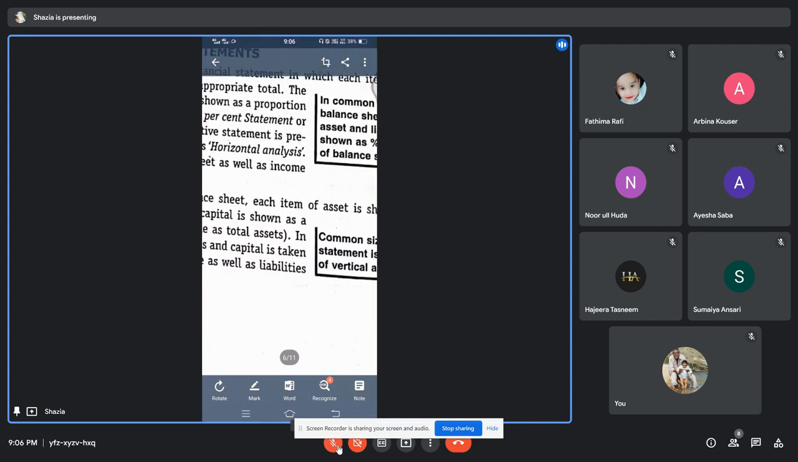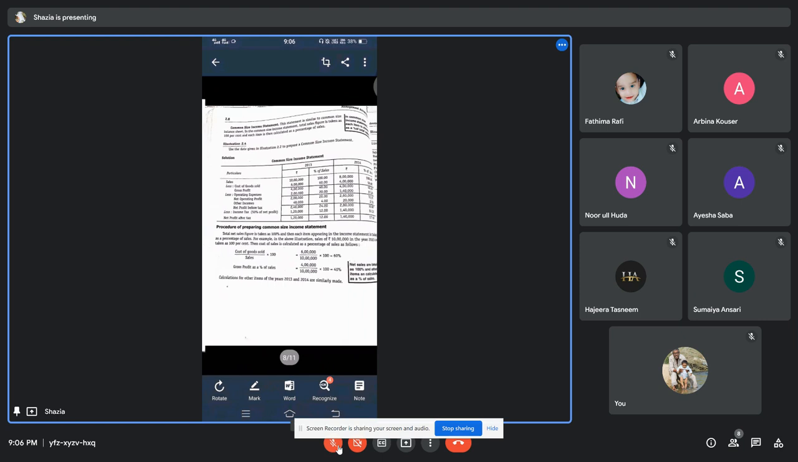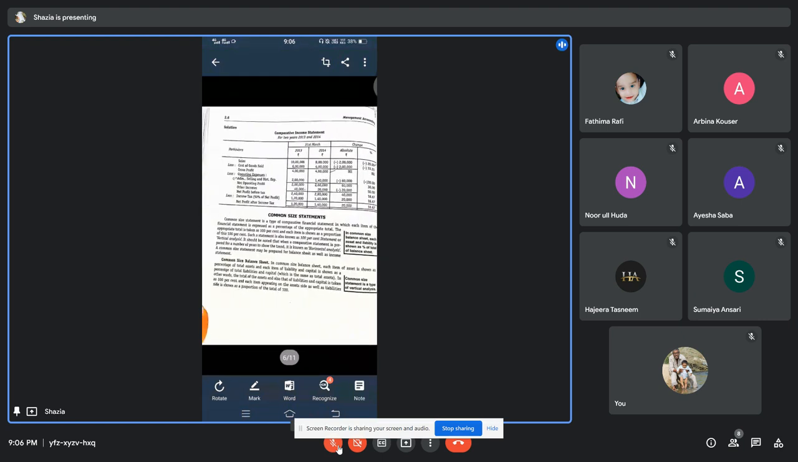Same way you also need to do the common size profit and loss account. Same method. So in this also two things you're supposed to do. One is the balance sheet and the other one is the profit and loss account. So in this they have given you this. What exactly is the definition of this?